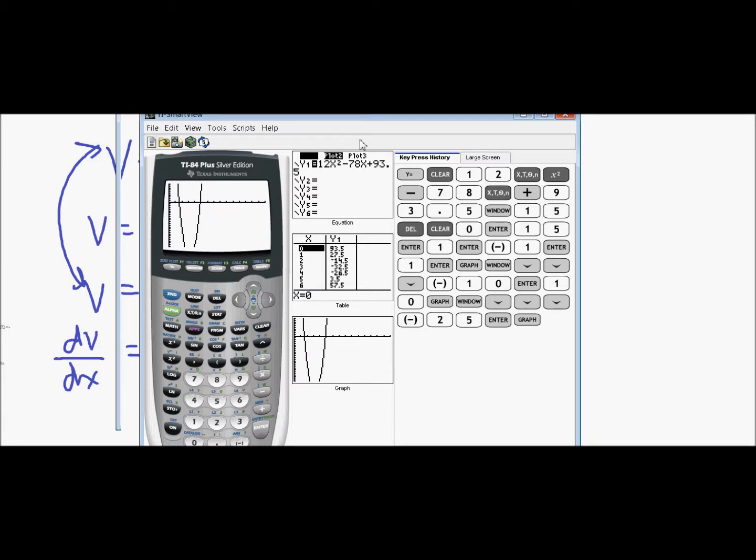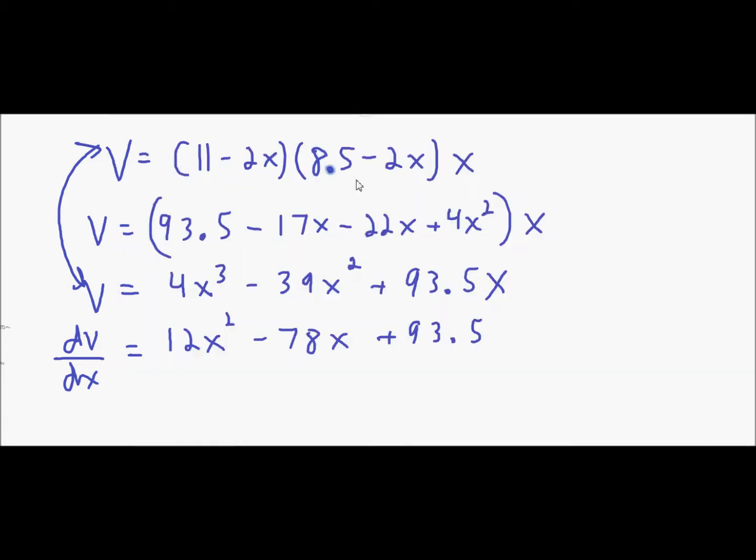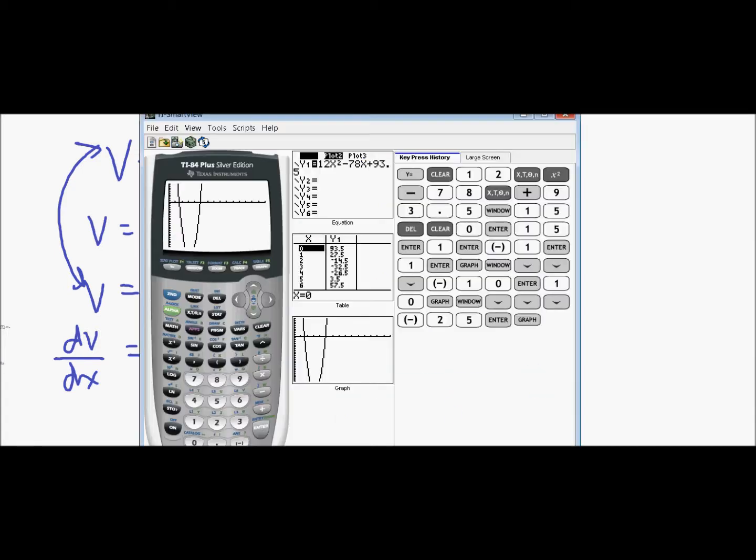But remember, we want to know there's two zeros. I don't know what they are right now. I'm going to call the first one A, the second one B. If you're looking at this derivative, which is what this graph is here, what we're seeing is that the derivative is going from positive, above the x-axis, to negative at the first x-intercept, and it's going from negative to positive at the second x-intercept.